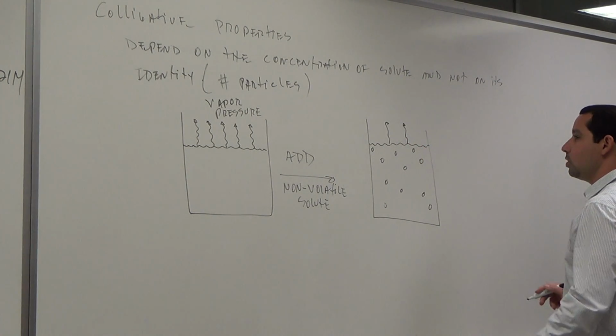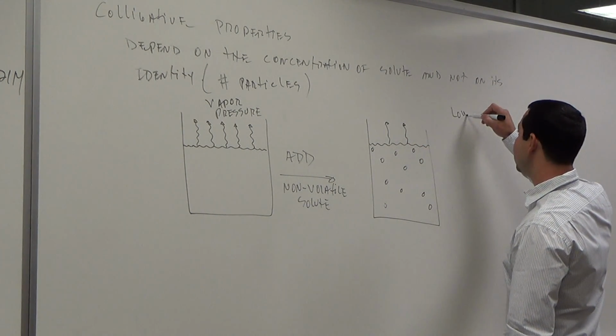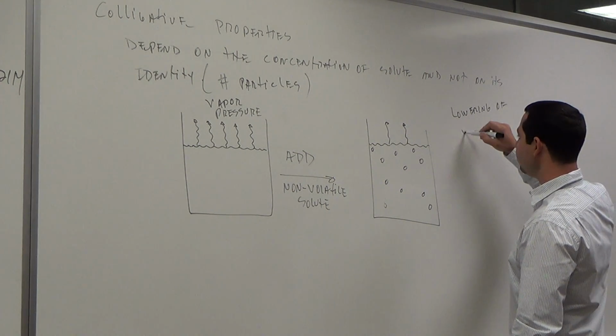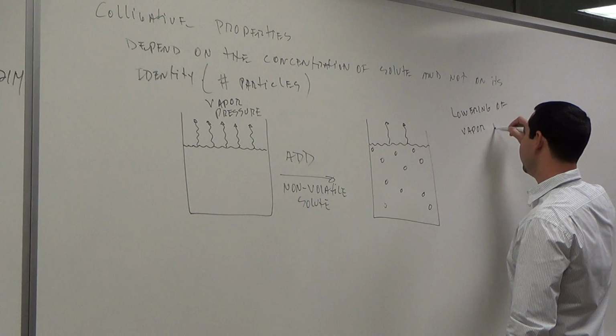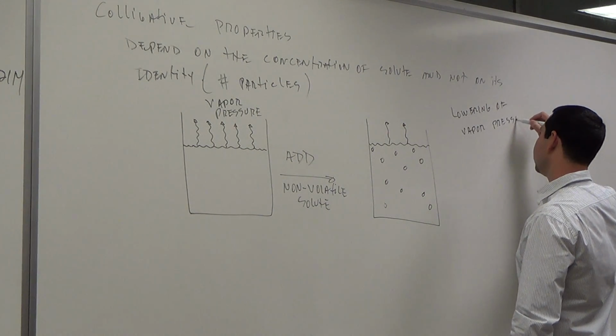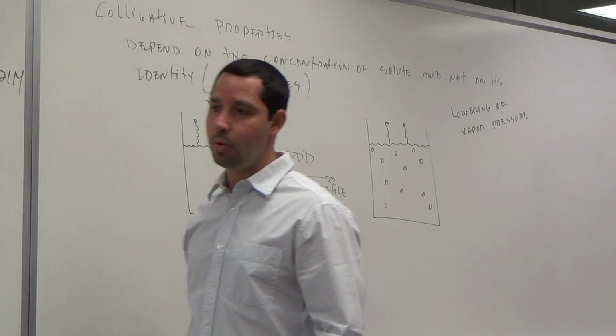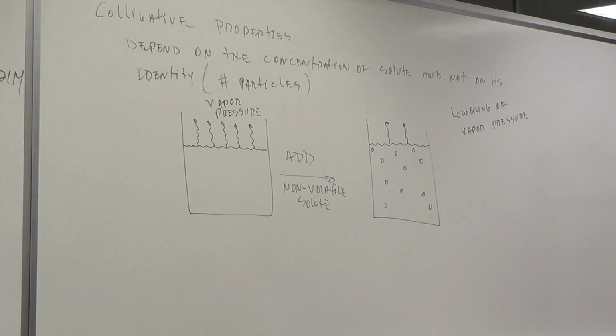All right. So this produces a lowering of what? Vapor pressure. This lowering of vapor pressure is called Raoult's law. That has a name, and the name is Raoult's law. But don't worry about it, I'm going to give you some of that later.